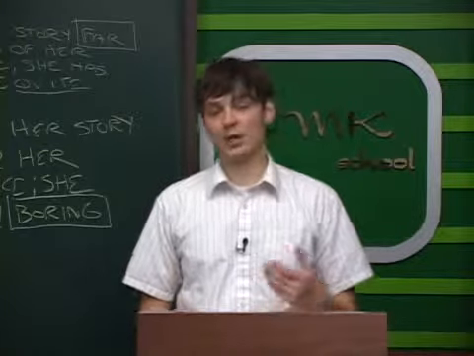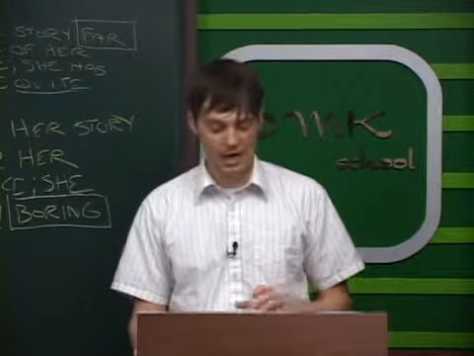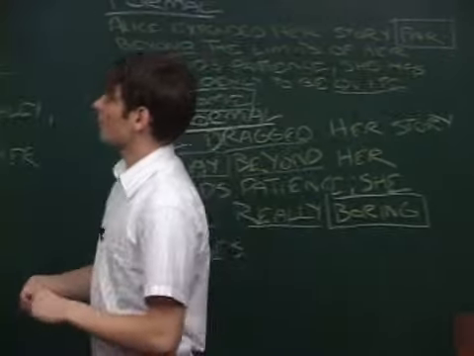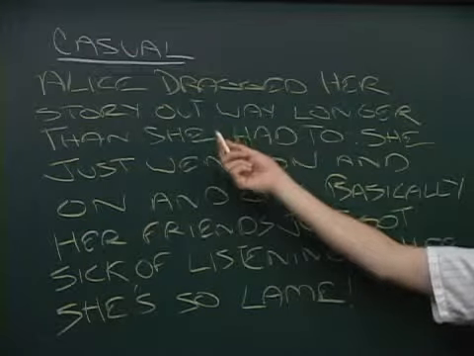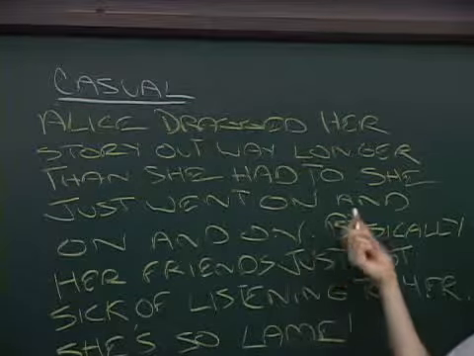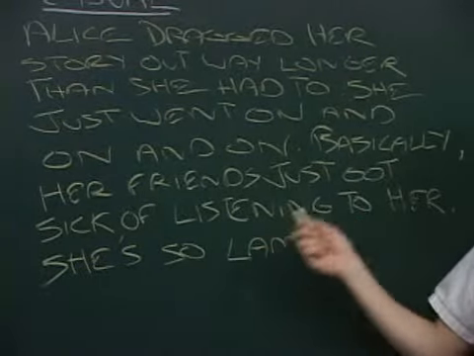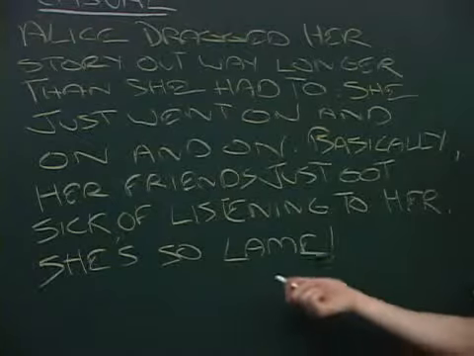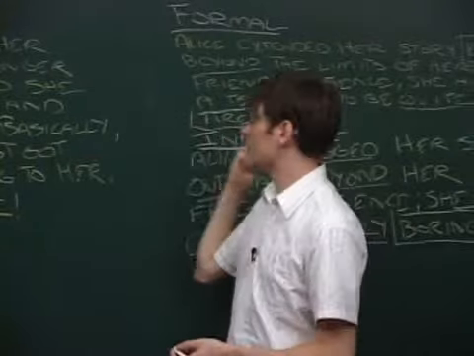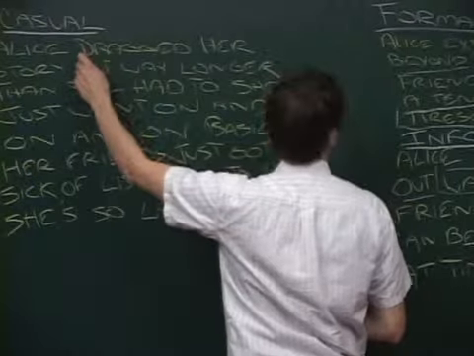So that's perfectly fine. However, if you're writing an essay, like a book report for this class, you don't want to use casual writing. Now let's have a look at our example of casual writing. Up here we have: Alice dragged her story out way longer than she had to. And then we have a period. She just went on and on and on. Period. Basically, her friends just got sick of listening to her. She's so lame, right? Now, it has basically the same meaning as these ones, but it looks a lot different, doesn't it?